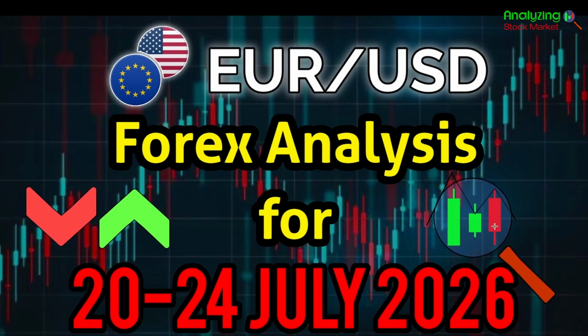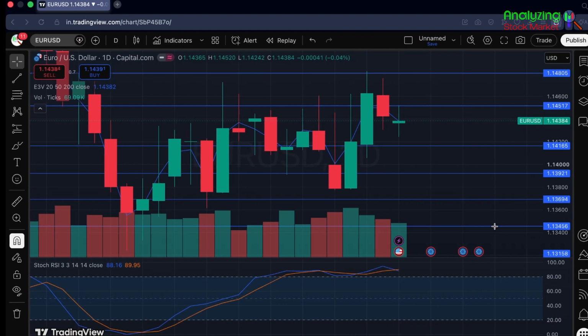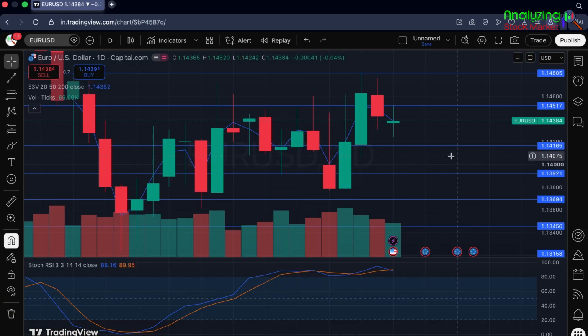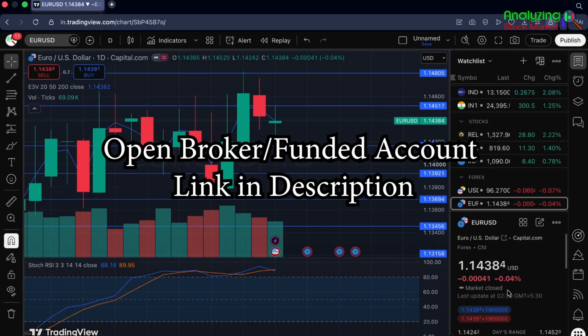So today I'll be talking about the Euro USD pair and we'll do the Forex analysis for 20th to 24th July 2026. So let's go straight to our chart. First let's see what happened in Euro USD on Friday. As you can see, on Friday there was a 0.04% negative move. 1.14384 was the closing on Friday.